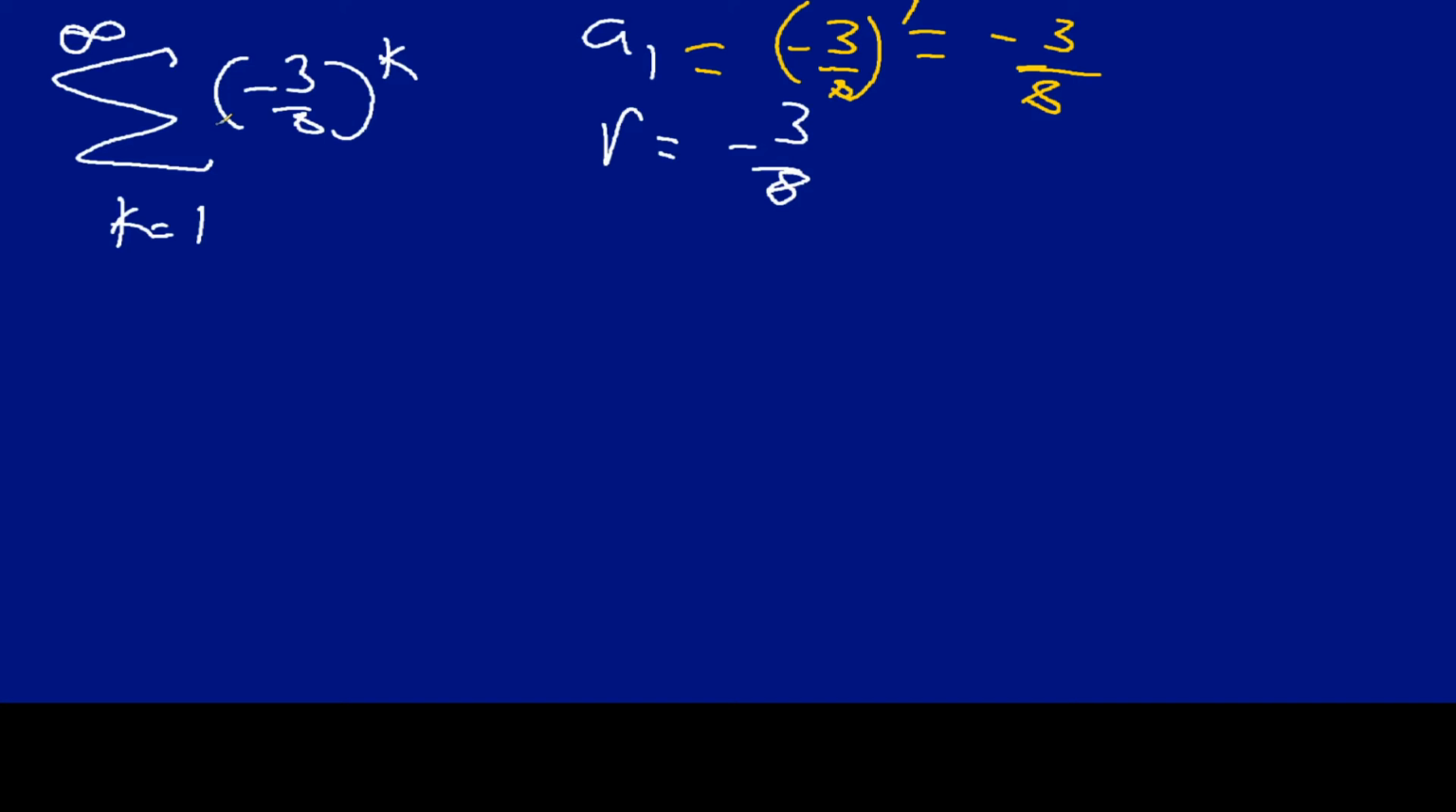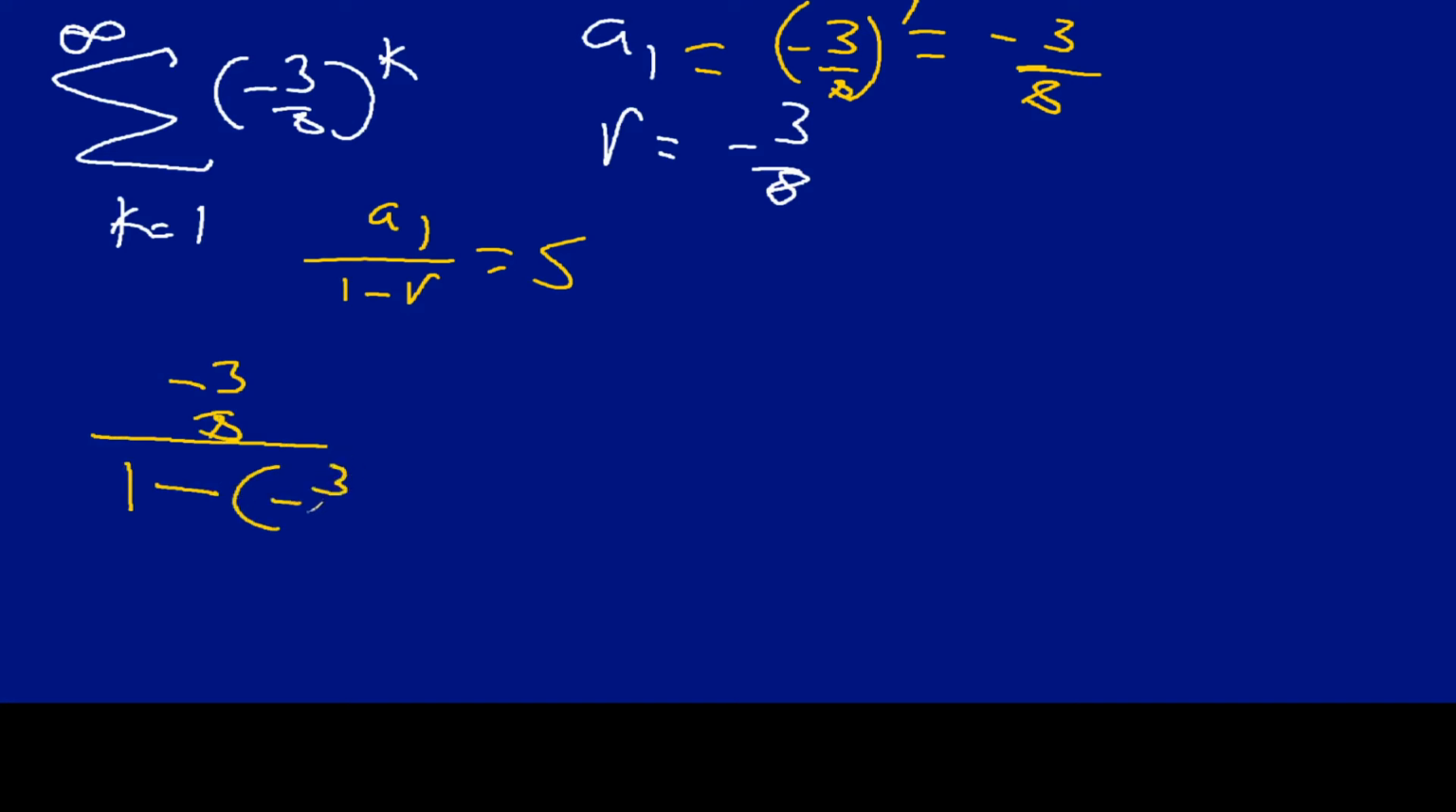Now I need to plug all this stuff in as follows. So I follow my formula. We saw this before. A sub 1 over 1 minus r. That's how we figure out what the sum of an infinite series is. So my a sub 1 is negative 3 over 8. And then now it's going to be 1 minus negative 3 over 8, like so. So you can see that I need to deal with the bottom first. So I'm going to deal with him over here.